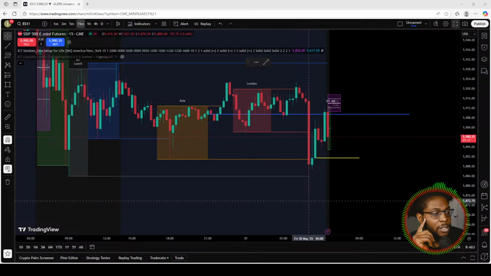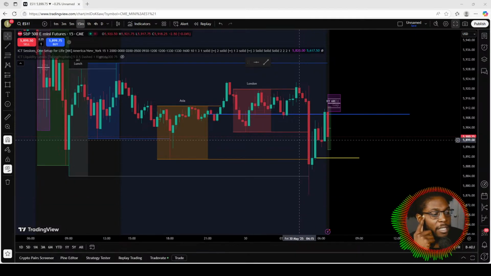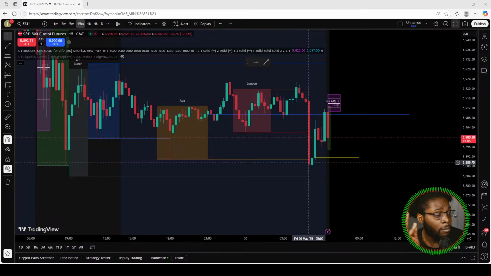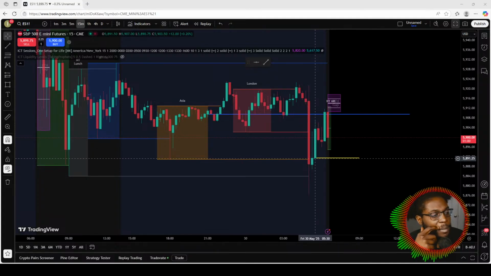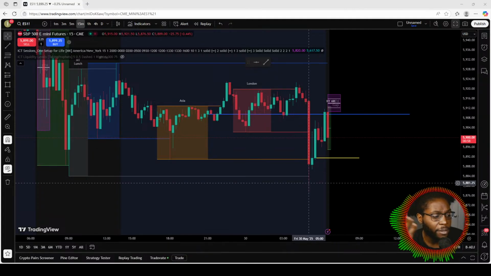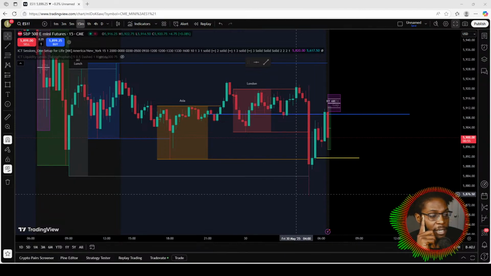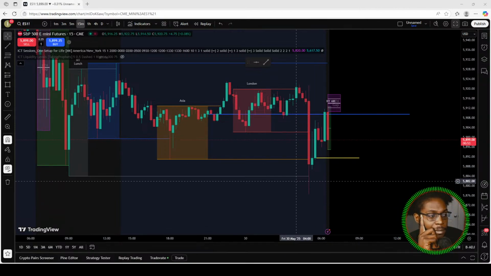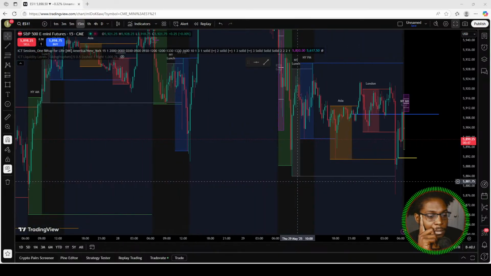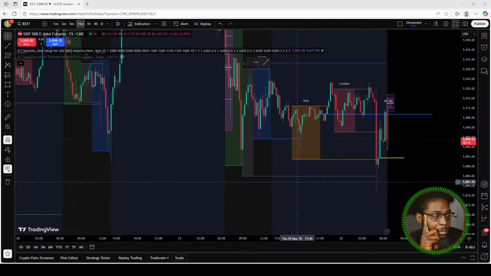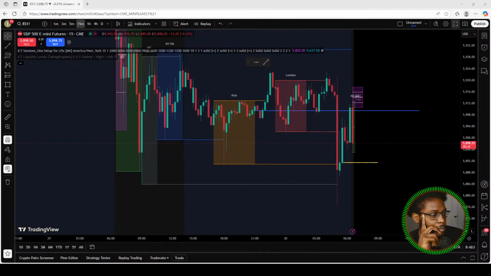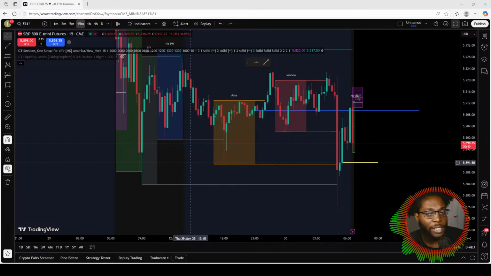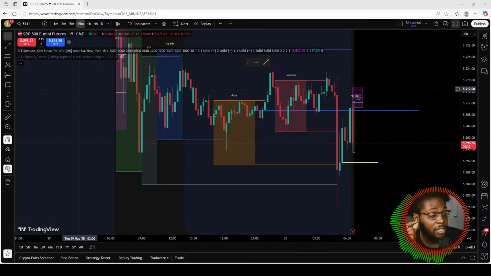We did have news this morning too, what they call data highs, but the news was really at 8:30. You're right though, that is the sell side liquidity. There is liquidity resting down there, absolutely. But we definitely want to see some type of liquidity get swept before we figure out what our move is.